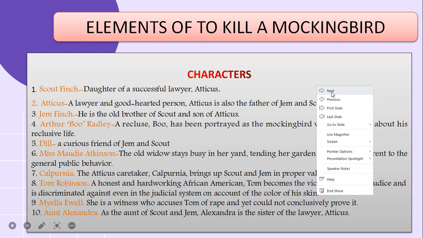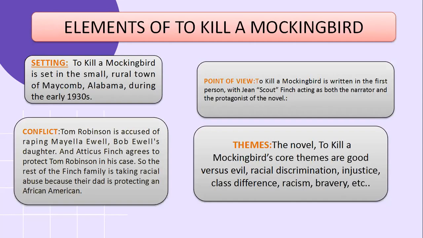So let's now come to the next one. The elements of To Kill a Mockingbird. We have now the setting, the conflict, the point of view, and the themes. Setting: To Kill a Mockingbird is set in the small rural town of Maycomb, Alabama during the early 1930s. It takes place from 1933 to 1935. This period places the events of the novel within two important periods of American history: the Great Depression and the Jim Crow era.